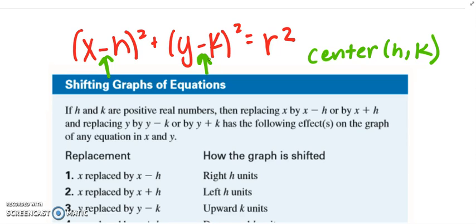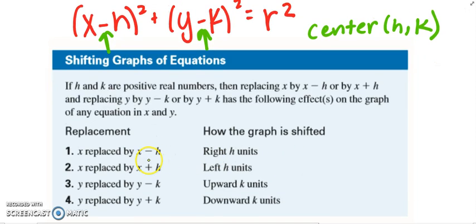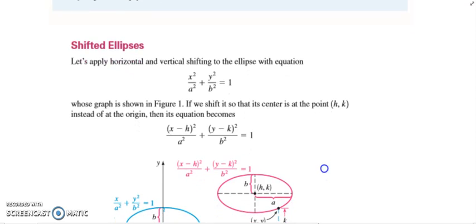We're going to do the exact same thing for the center of the ellipse, the center of the hyperbola, and for a parabola. We're not going to have a center. What are we going to have for a parabola? Vertex. Same type thing. Here it goes through which way it moves opposite, but you know that x moves left and right, y moves up and down.